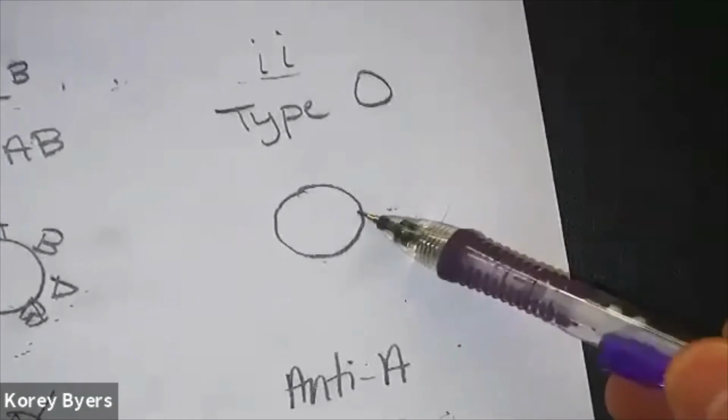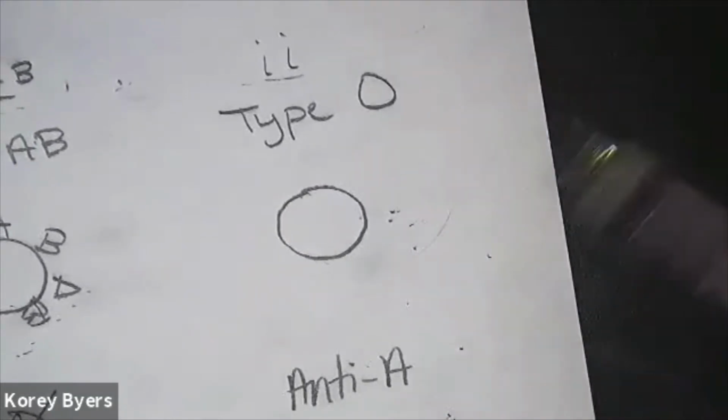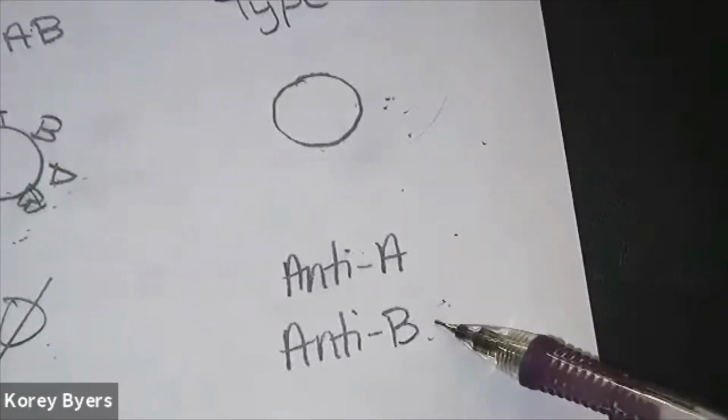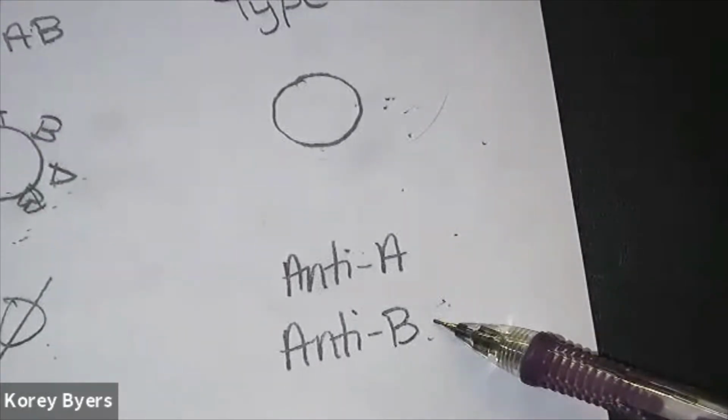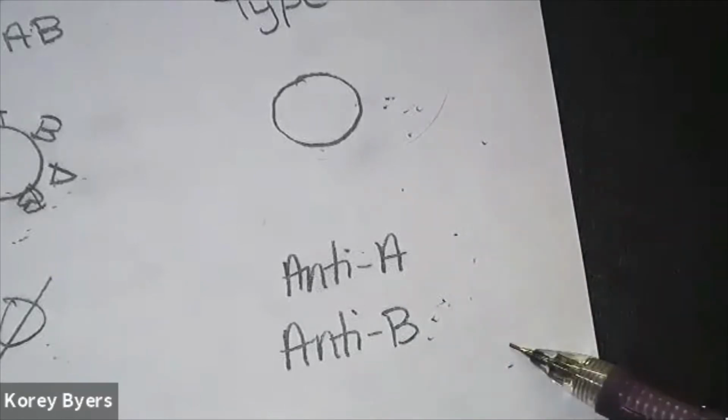If we skip over to this one, if you're type O, it's really type 0. You don't have anything on your red blood cell. Neither of those antigens, neither of those proteins. So your body produces antibodies against the other conditions. So if you're type O, you make antibodies against A and against B.